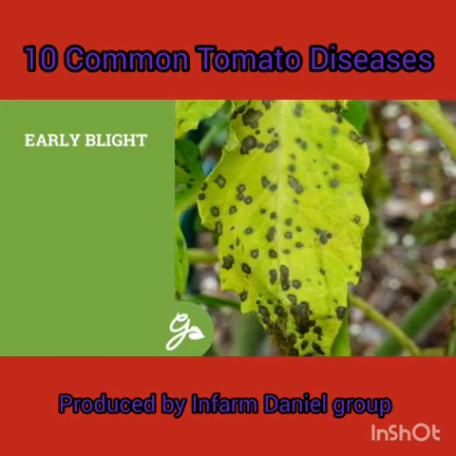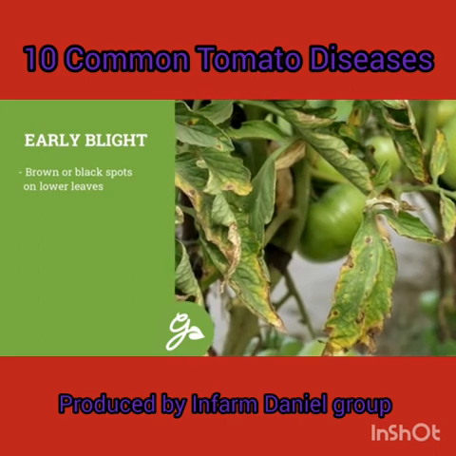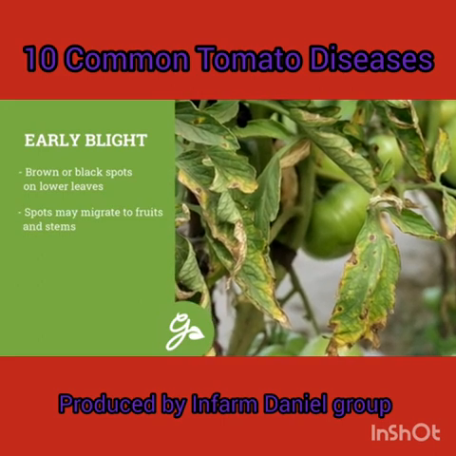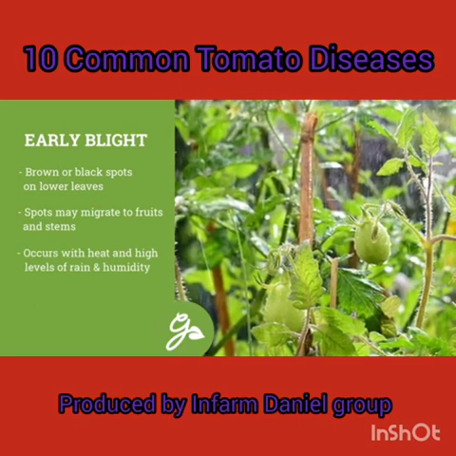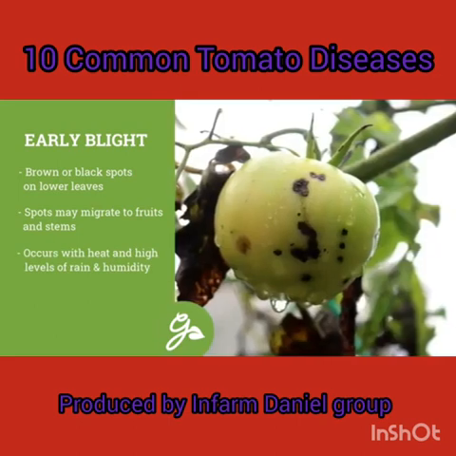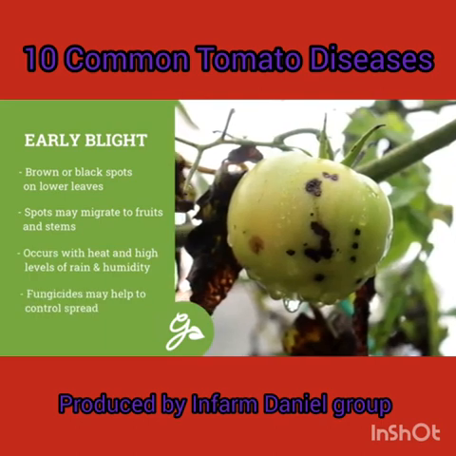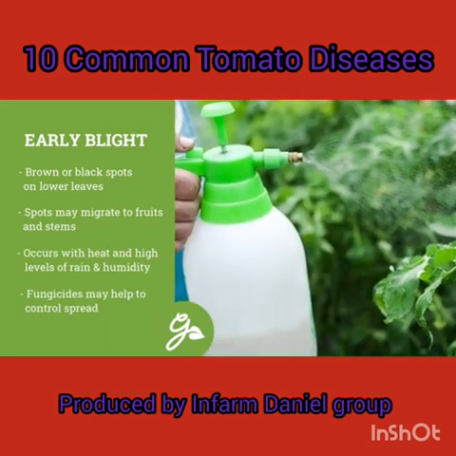Early blight will normally first appear on the lower leaves of the plant in the form of leaf spots that are either brown or black. The leaf spots will eventually migrate to the stem and even to the fruits of the tomato. Early blight normally occurs during hot weather when there has been a significant amount of rain and humidity. A fungicide can help to reduce the damage, but it will only lessen, not eliminate the issue.